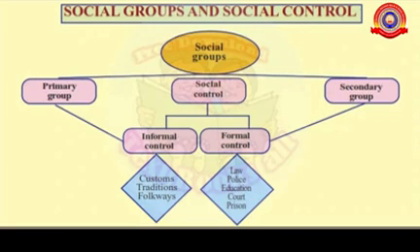Let's look at a brief summary. Social groups and social control. Social groups are classified into primary group and secondary group. Both are influenced by social control. Social control is of two types: informal social control and formal social control. Informal control includes customs, traditions, and folkways. Formal control includes law, police, education, court, and prison.